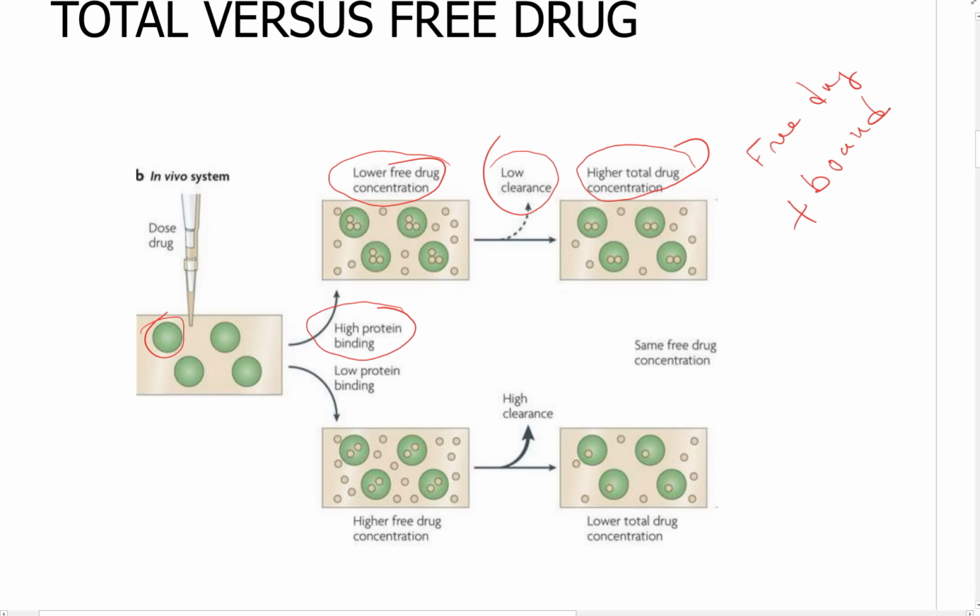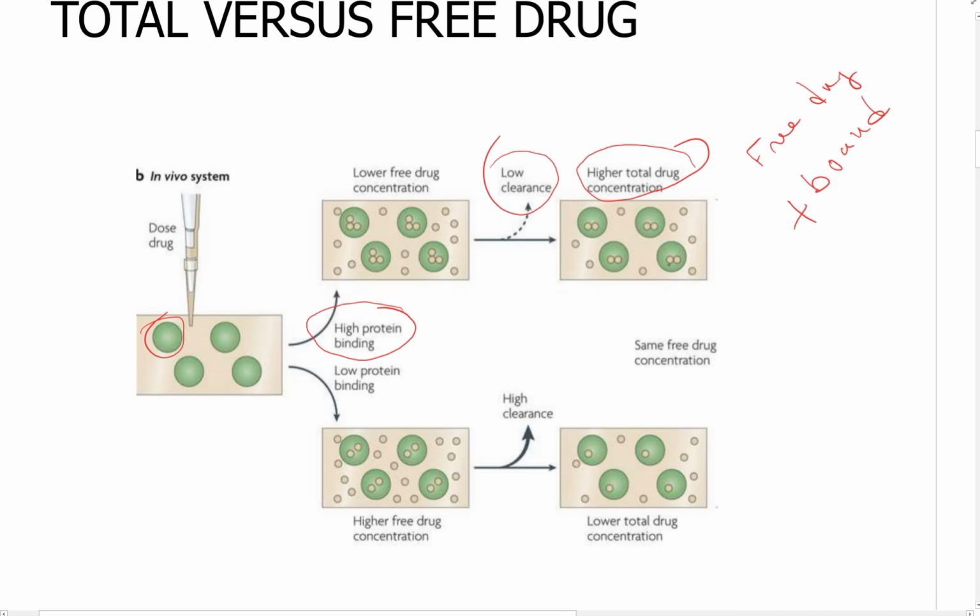You have to think or imagine what happened in case of lower free drug concentration, when you have high protein binding, the free drug concentration is going to decrease. And as we do not have much free drug, clearance will be much less than low bound drug, but total drug concentration is going to be high in the body. Total drug concentration is going to increase because the majority of the drug is bound with the protein.